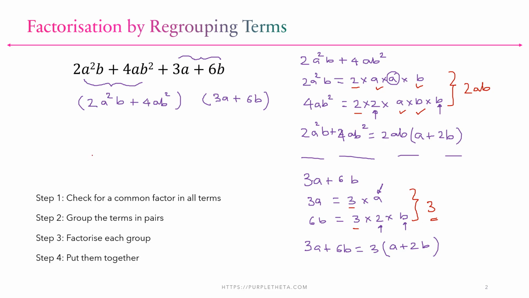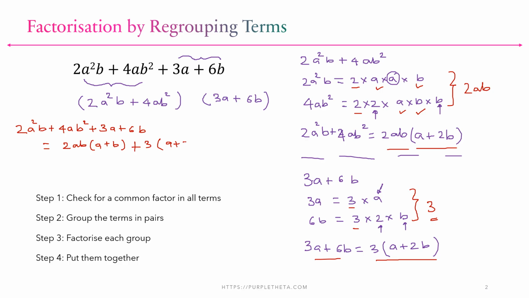Okay, so our expression becomes, this is equal to, from the first group we got 2ab and in the bracket a plus 2b. From the second group 3a plus 6b we got 3 multiplied by, in the bracket, a plus 2b. I will write it down here, 3 and in the bracket a plus 2b. I'm sorry, in the first group also we had a plus 2b, but I have written here only a plus b, but this should be a plus 2b, right?